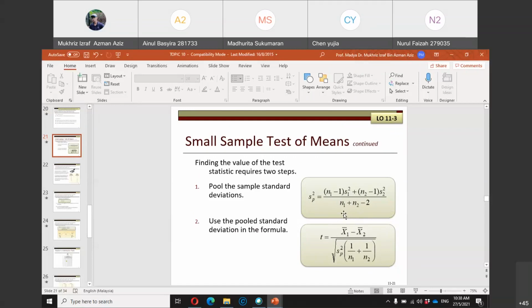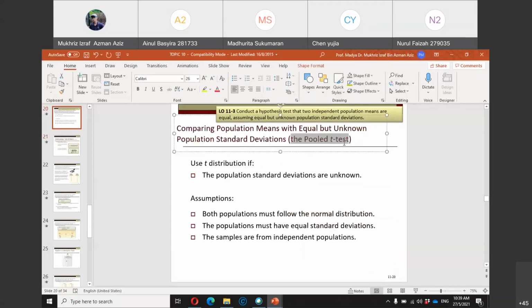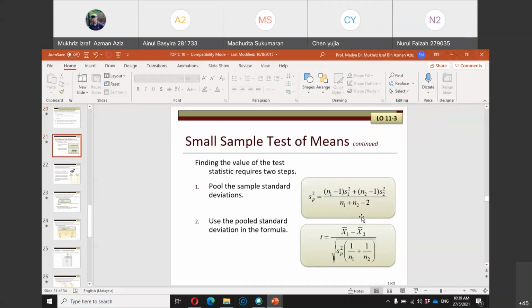But what you need to know is which formula to apply depending on the condition or the situation of the question. So of course, you apply the t-test when the sigma is unknown. You apply the Z test that we just discussed when the sigma is derived from the population. So the formula we mentioned just now is what we call the pooled t-test. What does it mean by pool? Meaning you need to combine the value of the standard error, pool the sample standard deviation. So this formula is what we call the pooled t-test.